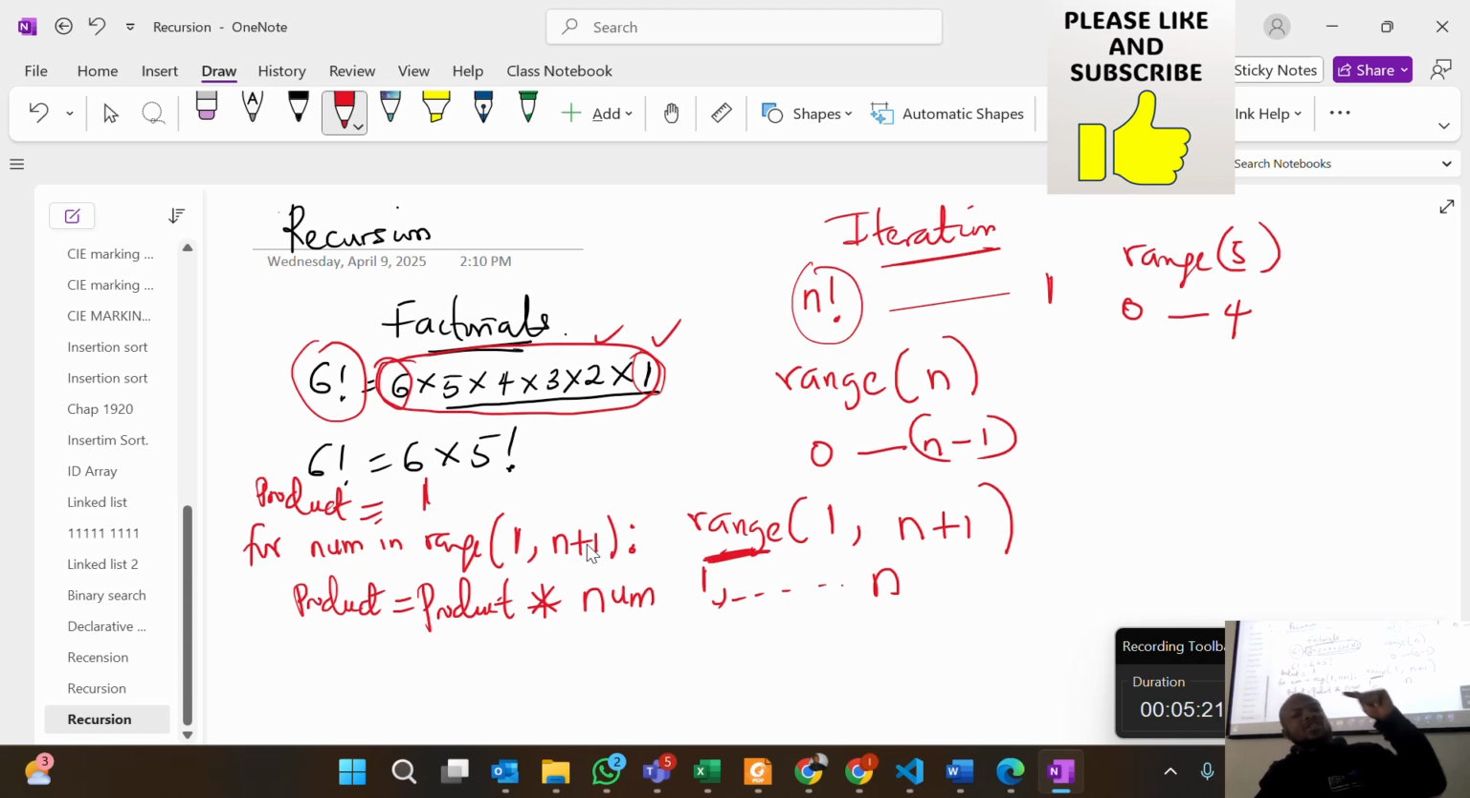It goes back and takes num equals to what? 3, and multiplies 3 by what? By the previous product. What is the previous product? It's 1 times 2. So it has taken this. Is that understood? It goes back and takes the next num, which is now what?